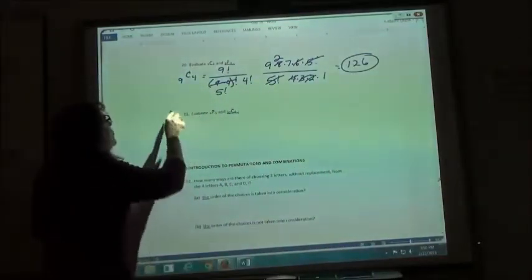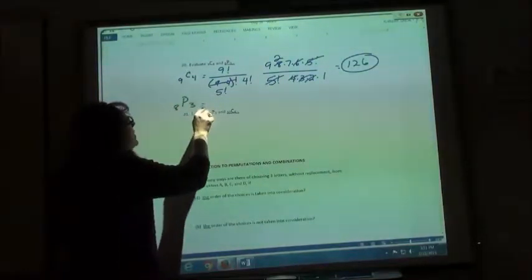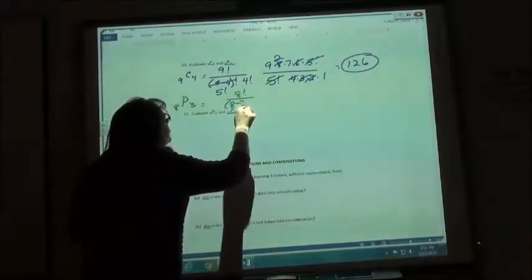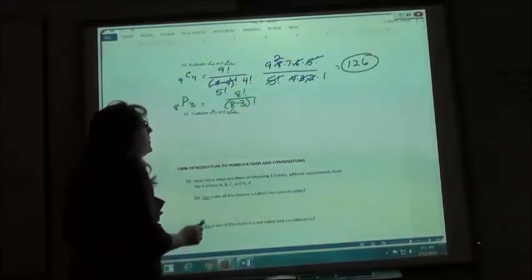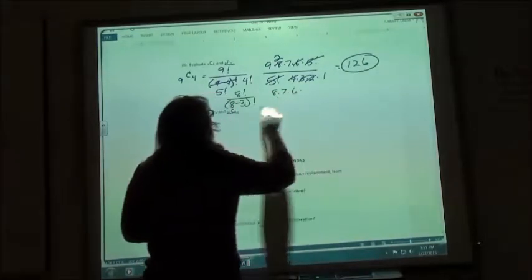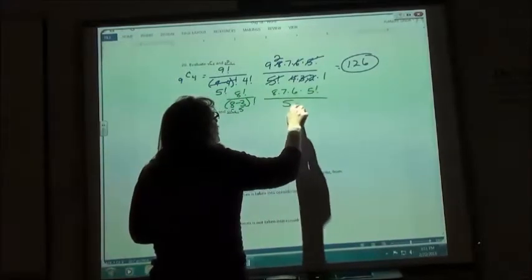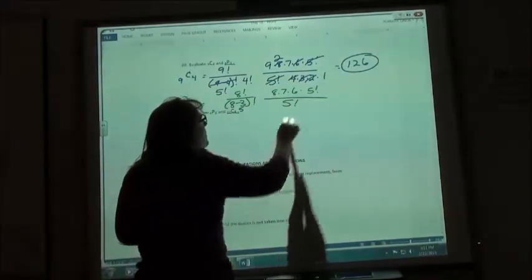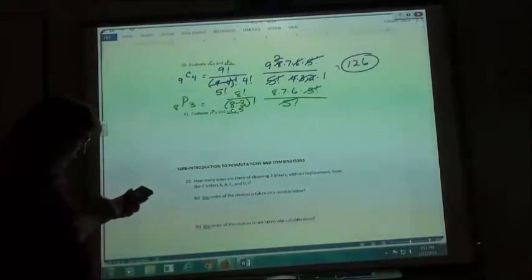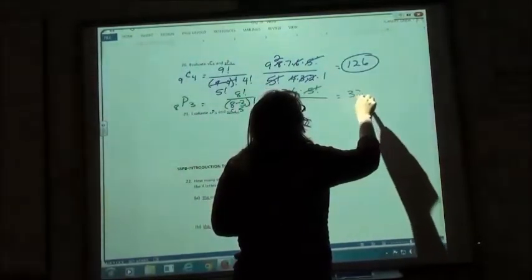For 8P3, a permutation of 8 things taken 3 at a time. I'm going to have 8 factorial over 8 minus 3 factorial. So I'm going to have 8 times 7 times 6 times, this would be 5 factorial, 5 factorial on the bottom. My 5 factorial is going to cancel out. So 8 times 7 times 6 gives me 336 permutations.